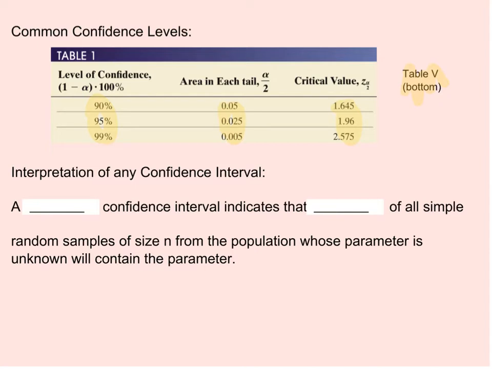And then how do we interpret a confidence interval? What is the formal statement that you can write to interpret a confidence interval? A blank percent confidence interval indicates that blank percent of all simple random samples of size n from the population whose parameter is unknown will contain the parameter. Okay, so that's the formal statement for what it means. But we'll see through these examples how that works, how that makes sense.